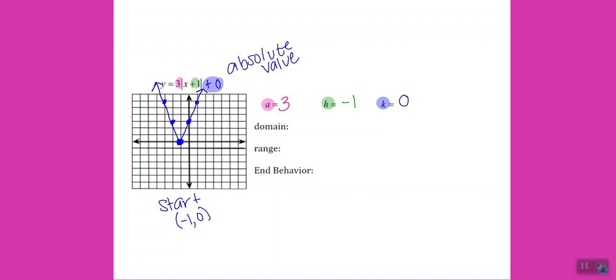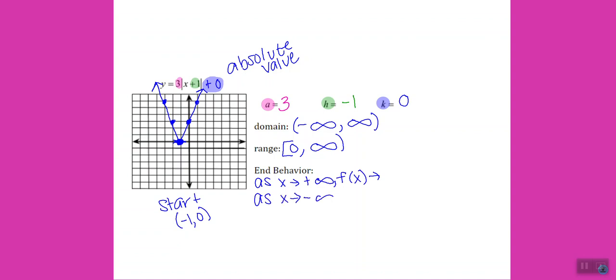So my domain, I've got an arrow on the left and an arrow on the right, so it's negative infinity to infinity. The range, the bottom y value is 0, and it goes up forever to positive infinity. For my end behavior, because both arrows are going the same direction, it makes things a little bit easier, because if they're both pointing up, then both ends are going towards positive infinity.